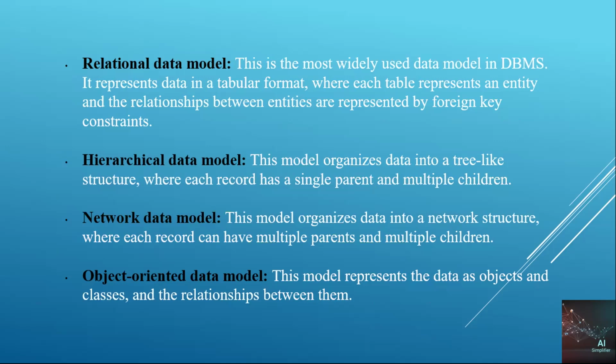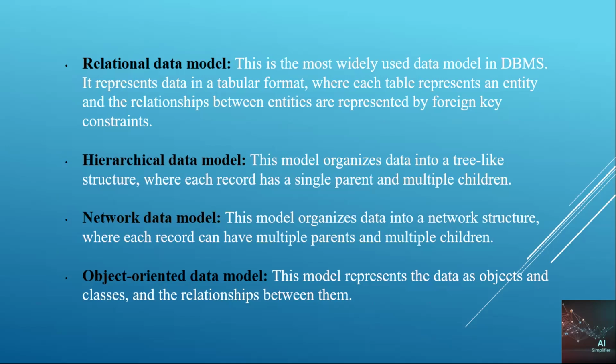The next is object oriented data model. When we are supposed to represent our data as objects and classes, and there is a relationship between them, then we use object oriented data model. For example, suppose I have a class vehicle, and I have objects like car, bike, rickshaw, and cycle. For each object, we have some data, like what is the speed of the particular car, what is the color of the particular car. So these are examples of object oriented data model, where we represent the data as objects and classes.